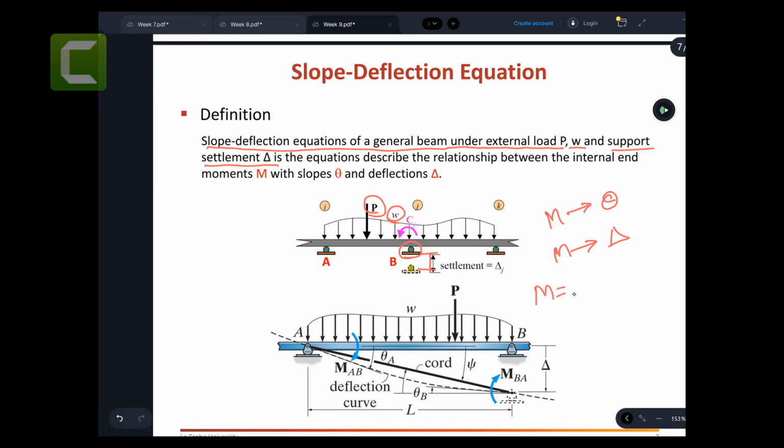So is M equal to something times theta, or M equal to something times delta? This is the kind of relationship between the moments. By the way, that moment is the internal moment. I hope by this time you know what internal moments are, as you have done plenty of examples on these. Internal moments with the slope, that is a slope deflection equation. Internal moments and displacements, that is again a slope deflection equation. So if someone asks what a slope deflection equation is, it is basically the relationship between the internal moments and the slopes, and the internal moments and the displacements.